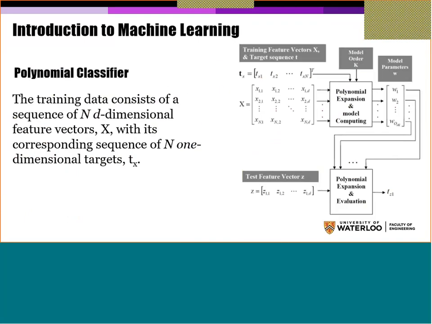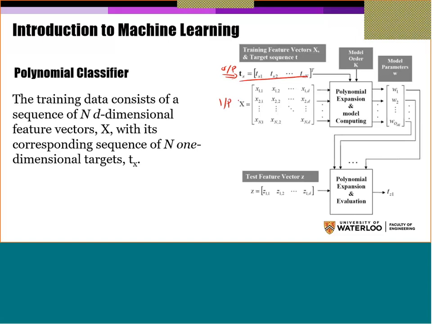The last one is called polynomial. In the polynomial, this is my input feature, the training vector x. And this is the target sequence, so this is labeled data. So this is x1, x2, x3, the feature vector, and this is the target that I want to predict. So this is the output, and this is the input.